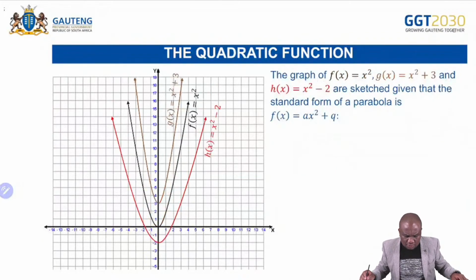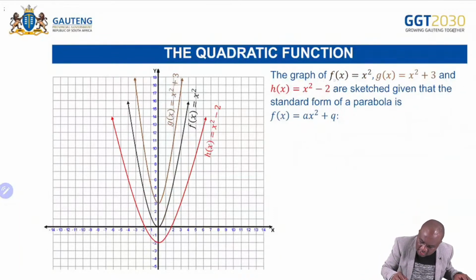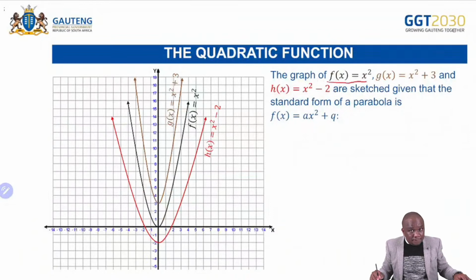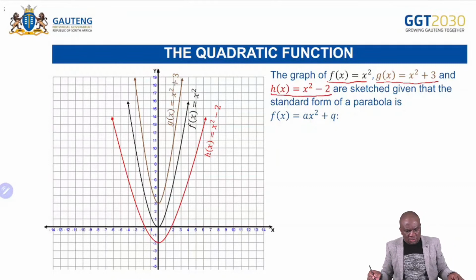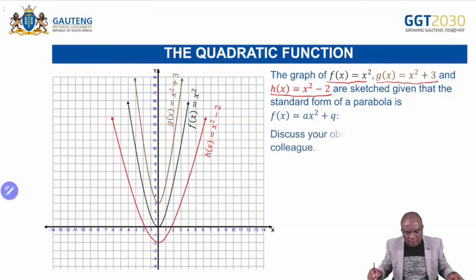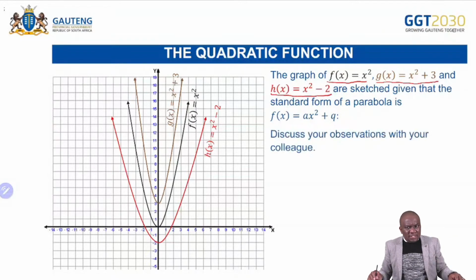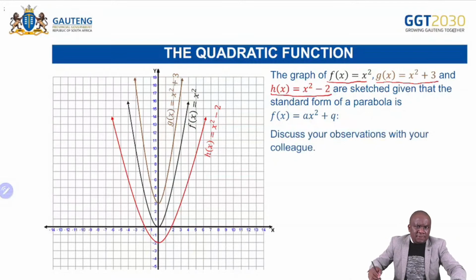Right, let's look at these 3 graphs. The graph of f of x = x² is our parent graph that is going to be translated or transformed. We have g of x, which is x² + 3, and then we have h of x, which is x² - 2. Right, what do you observe? Just discuss this for 1 minute, and then after that 1 minute, I'm going to give you my observations. 1 minute.